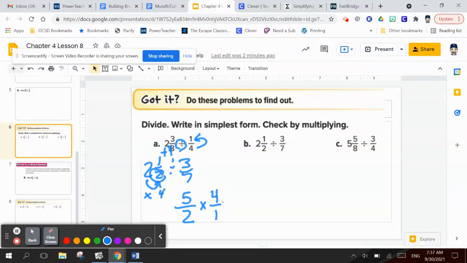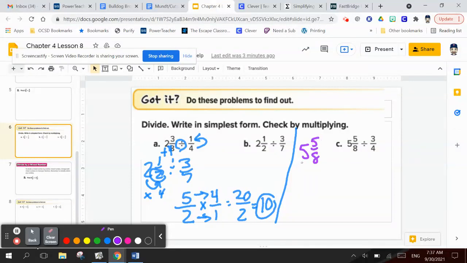And then I multiply. 5 times 4 is 20. 2 times 1 is 2. And if I use a calculator this time, I can divide 20 divided by 2. I find that answer is 10. So the letter C, 5 and 5/8.